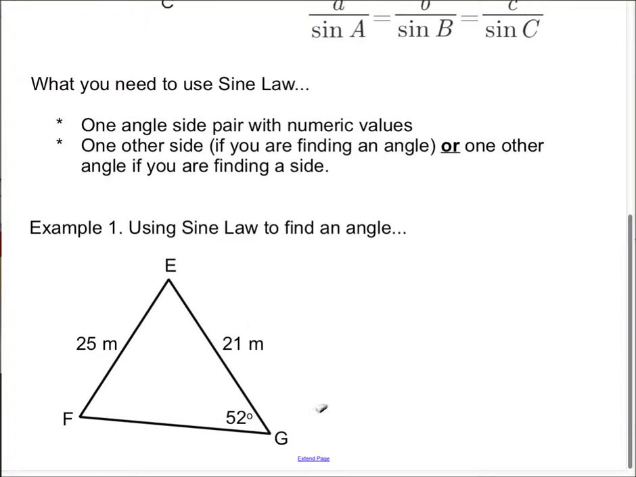So what I'm going to set up here, and I'm going to start by saying using sine law, because I'm not going to write the sine law down. I'm just going to say using the sine law.